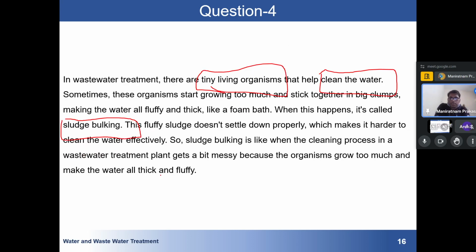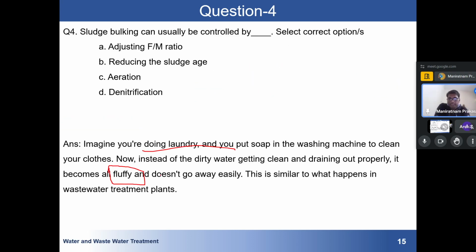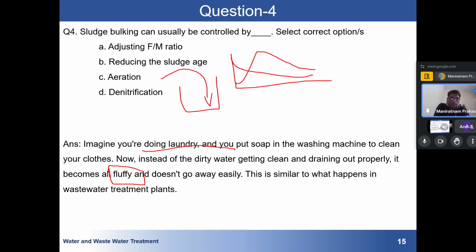Before answering this question, I will be discussing each and every term. First, adjusting food by mass ratio. Whenever you discuss food by mass ratio, this is how your food varies and how your mass varies. Second, reducing the sludge age. What is this sludge age? It means you are providing some kind of time for degradation. How much time you are giving will also decide whether this organic matter is getting decomposed or not.